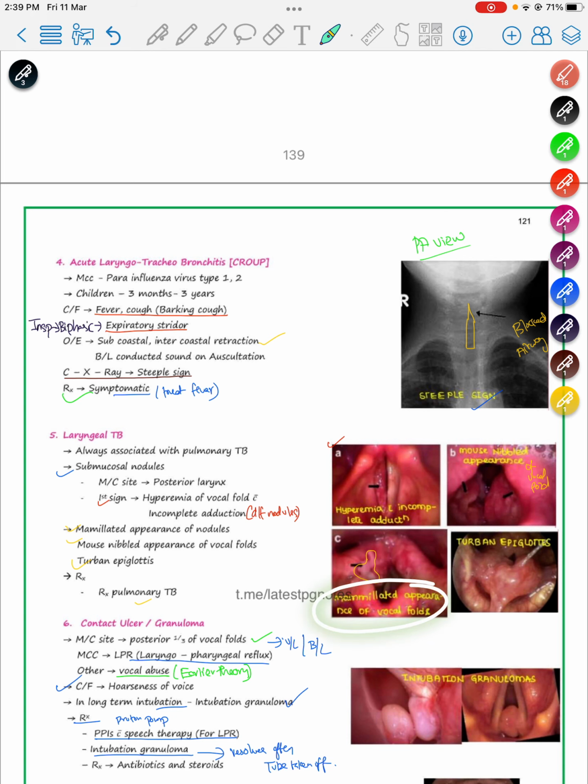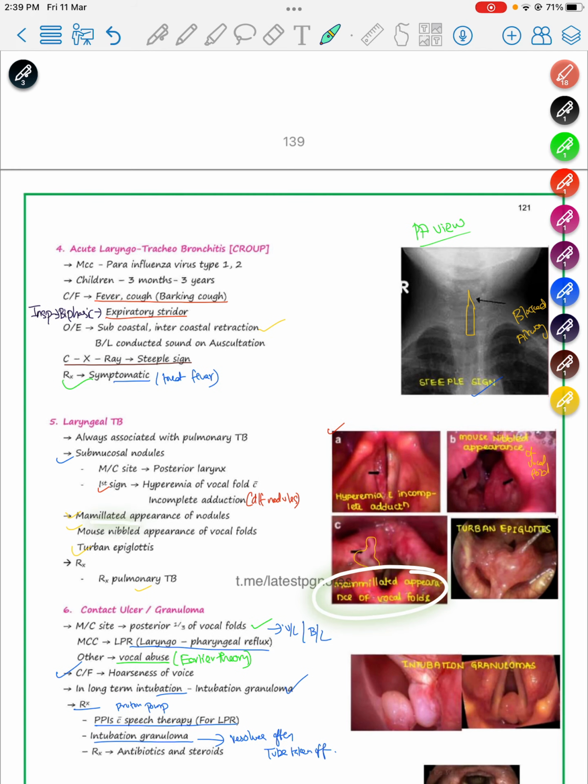You can also observe the mammillated appearance of the nodule, then the mouse-nibbled appearance of the vocal fold. Then turban epiglottis. You can observe the turban epiglottis here. The nodules may cause ulceration and stenosis. The treatment is treatment of pulmonary TB.